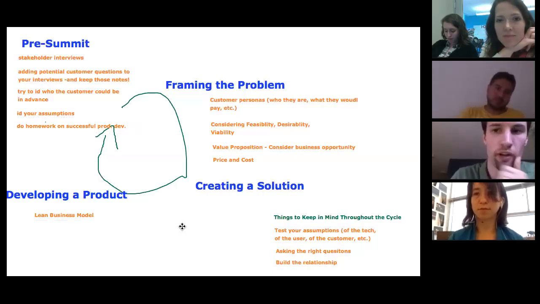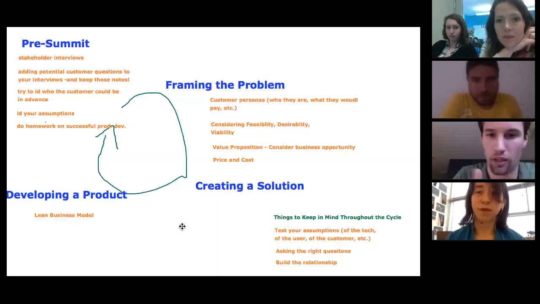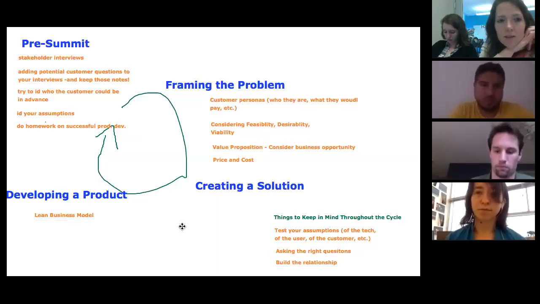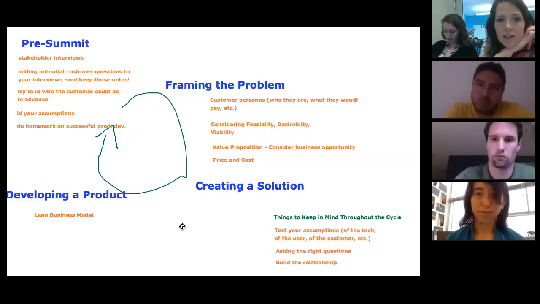Just to clarify, I think some of what Molly and I are saying could happen pre-summit, and some of it could happen during the summit. Either way, you can shift it however you like. Yeah. It's very similar to information gathering, right? It's something that we're continually doing and adapting.